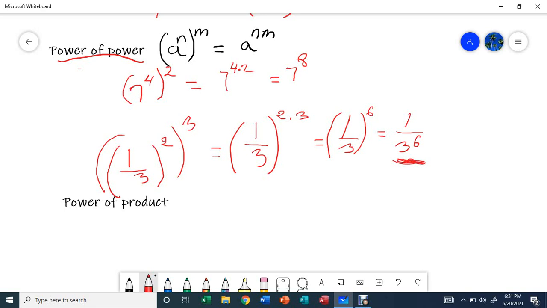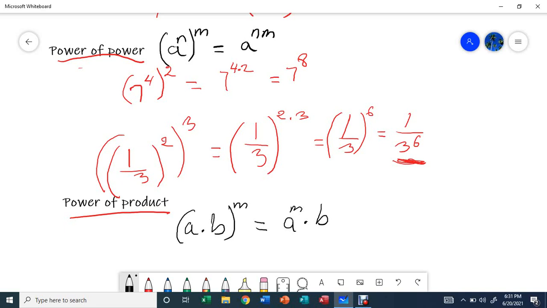And let's move on to the third rule, which is called power of product. The rule is, let's see, A times B, and we raise everything to M. So that's the same thing as A to M times B to M.